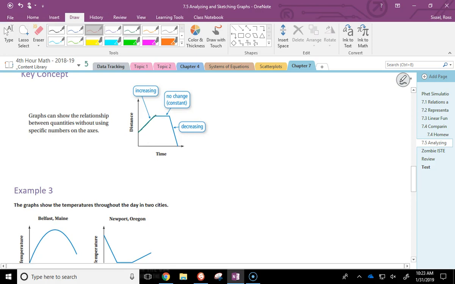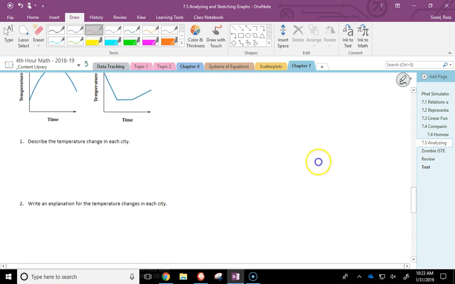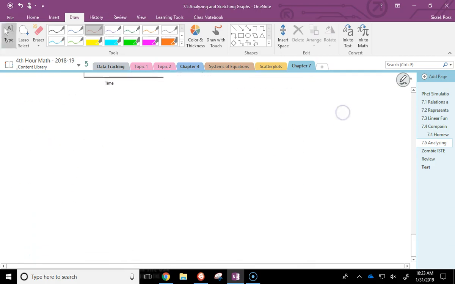This is showing that my distance is increasing. When it goes straight across, that means I have no change, it's constant. My distance is the same, and my time is moving on. I can't stop time, unless I'm doing something with a stopwatch and we're actually timing something. And then when it went down, this is showing me decreasing. I have to make sure how much we have to get through.